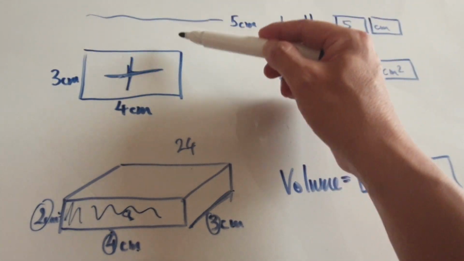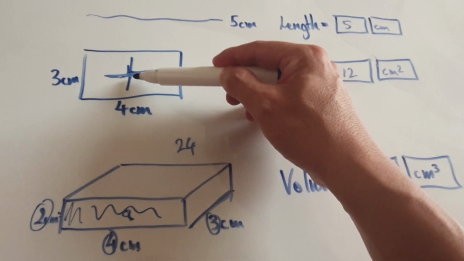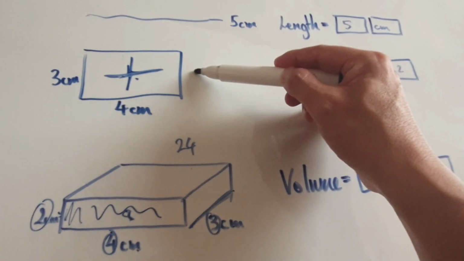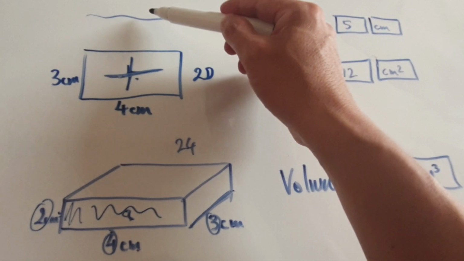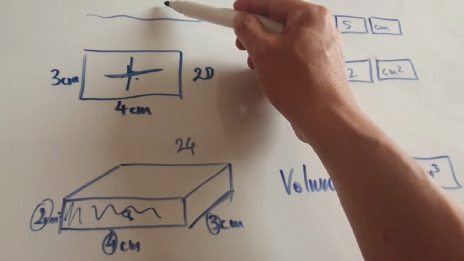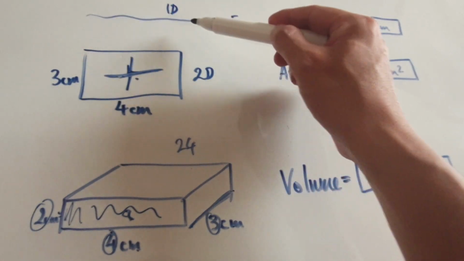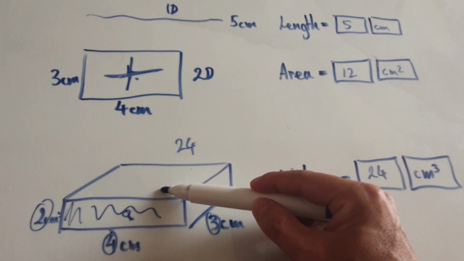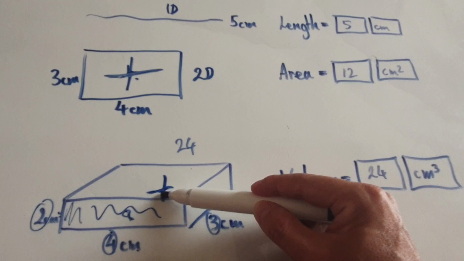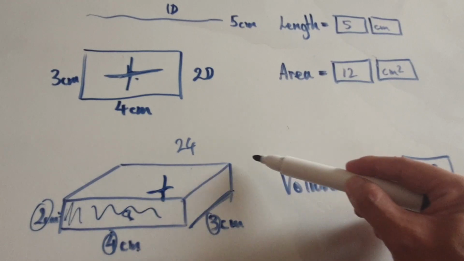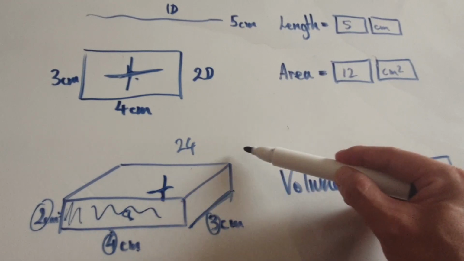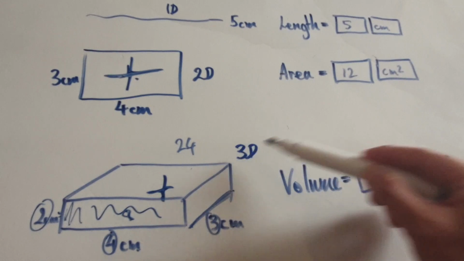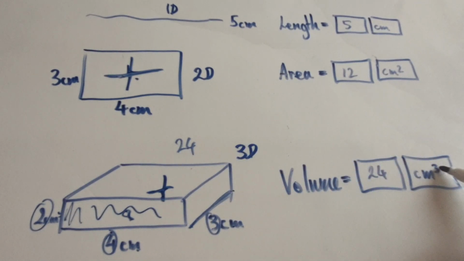Well, if you're an ant and you're living on this piece of paper, you're living in 2D. If you're a train and you're living on this track, you're living in 1D. Now in 3D, you can imagine you're a drone. You can fly up, down, left, right. If you're a drone, you are living in 3D. That's why it's centimeters cubed.